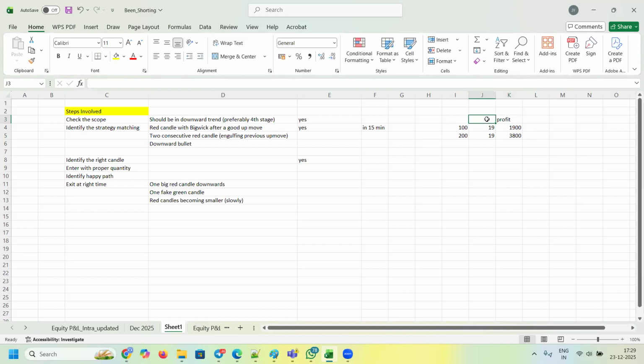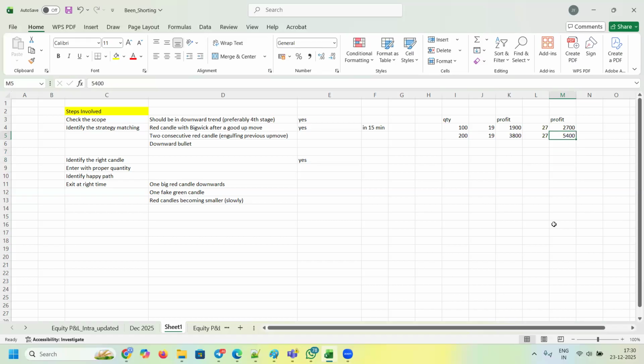This will be the thing. Now, if the move is 27 rupees with 200 quantity, then 27 into 2, how much? 54, yes. So 5,400 will be your profit.